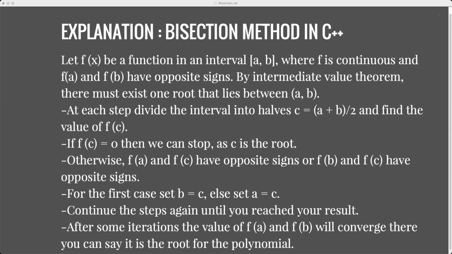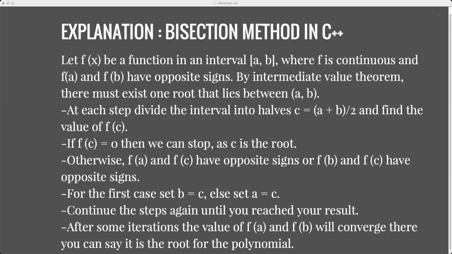So if f of c and f of a have opposite signs, then it means the root is between a and c. And so in that case, we set b equal to c, and we repeat the process. So that means we pick the left interval and we discard the interval on the right of c, from c to b. So we just select the next b to be equal to c.